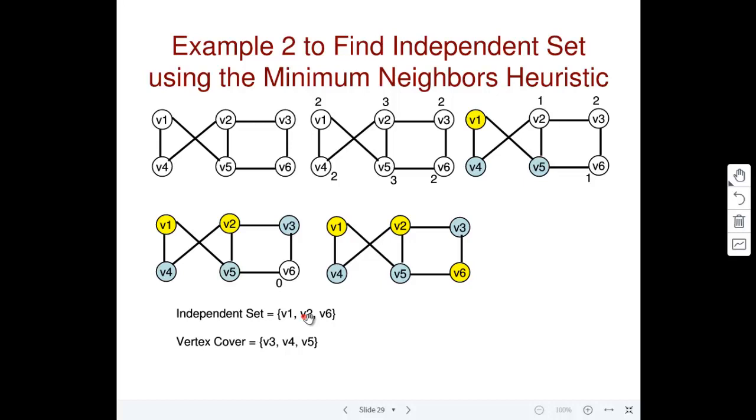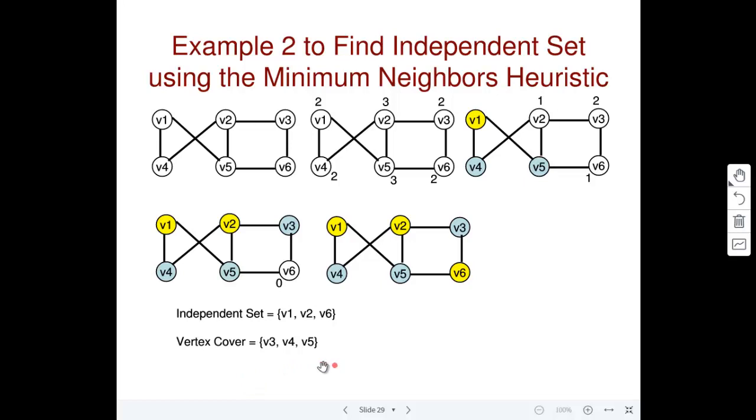So that's where the non-deterministic thing is in the heuristic. Okay, all right. Now once we determine the independent set, all we do is take the complement of the independent set, which is, in this case, V3, V4, V5, which are not in the independent set but they are in the given graph. So these 3 vertices are said to form a vertex cover.